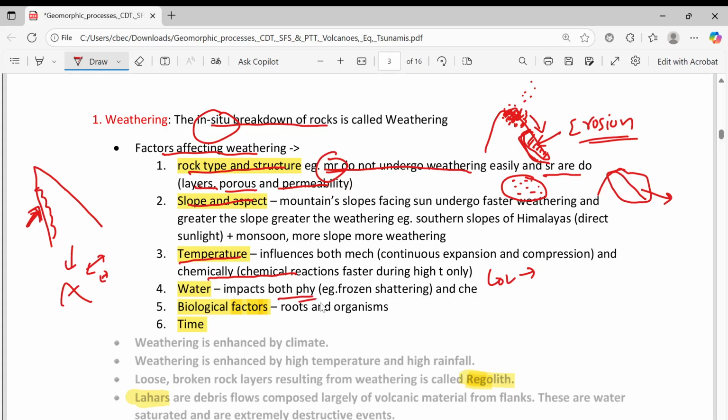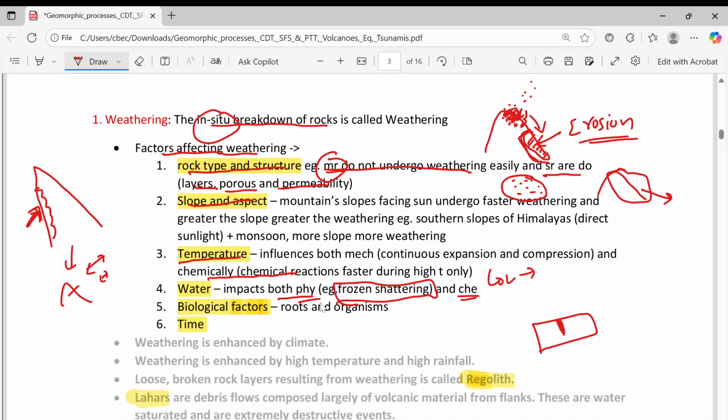Then both physically, I told, and chemically. Frost shattering, I will tell you what frost shattering is. For example, this is the rock. Let's say a small amount of water has been stored here. Now what happens in cold climates? This water will freeze. When it is freezing, it will expand. When water freezes, its volume will increase.